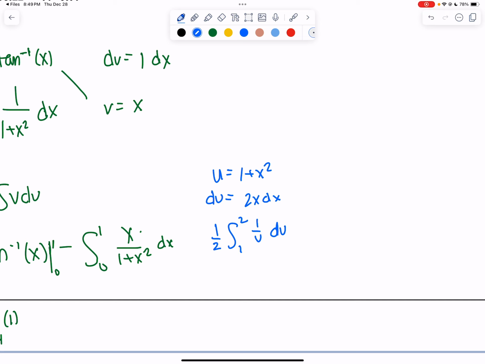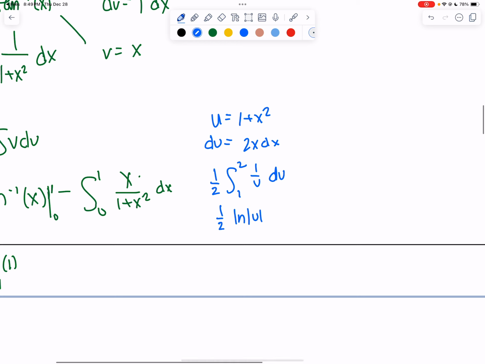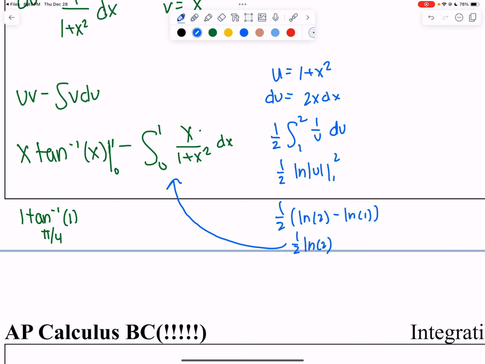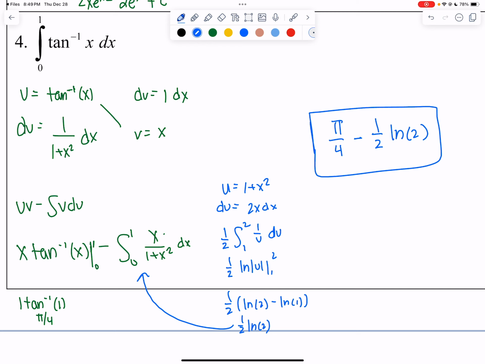That's me evaluating 0 and 1 into this expression right here. I'm going to integrate, so that's going to give me 1/2 ln of u from 1 to 2: 1/2 ln of 2 minus ln of 1, and remember that ln of 1 is 0, so technically you're just left with 1/2 ln of 2. That's this answer right here. You're going to put everything together, so now you have pi over 4, which is the left side, minus 1/2 ln of 2. And that's your final answer.